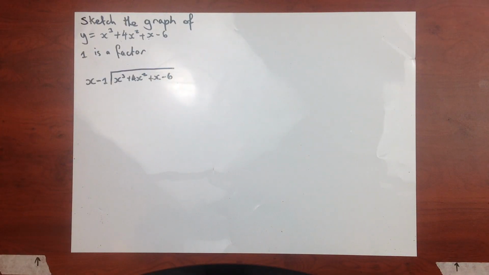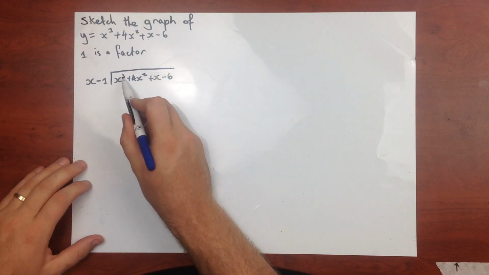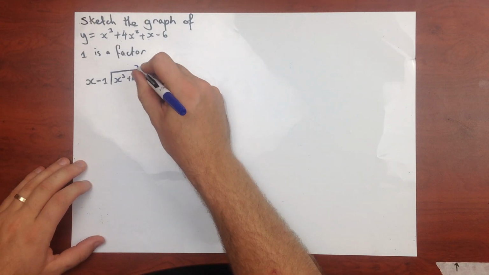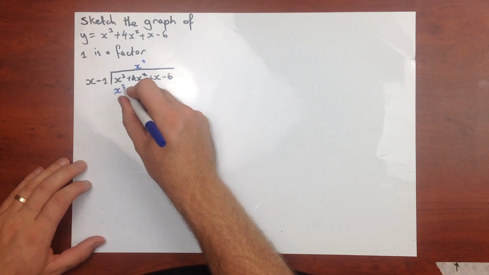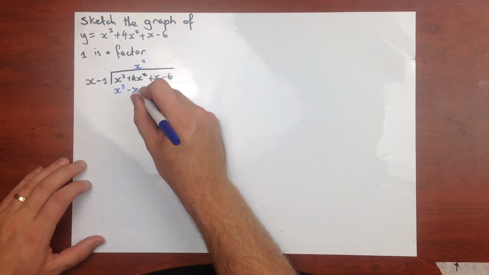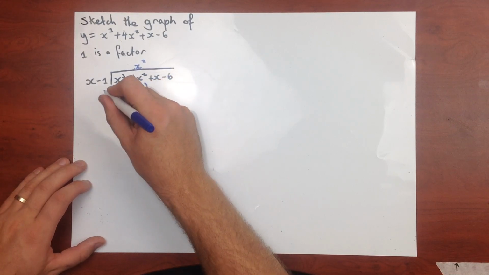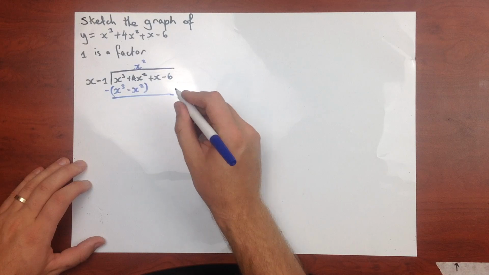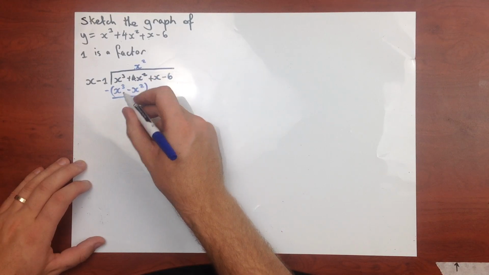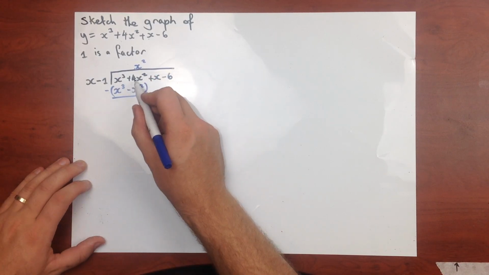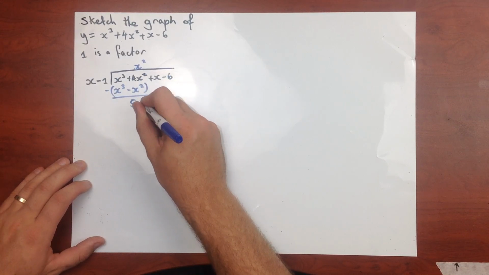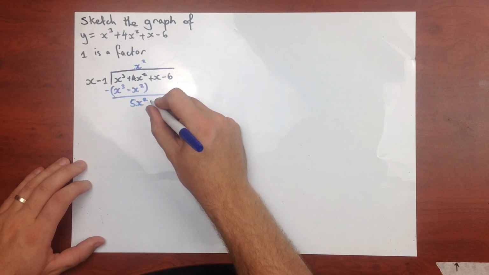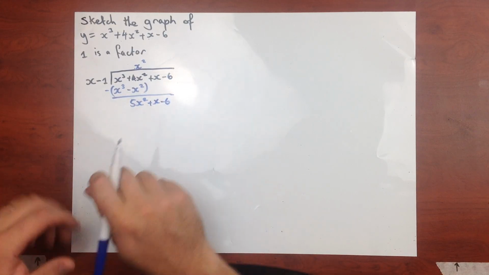I'm just going to start switching around some colours here. So remember our process. We need to go x cubed divided by x is going to leave us with x squared. Multiply back through, we're going to get x cubed minus x squared, bracket, bracket, take away line underneath. Do the subtraction. We're going to get x cubed take x cubed is 0. 4x squared take negative x squared will leave us with 5x squared. Bring down everything else, plus x take 6.